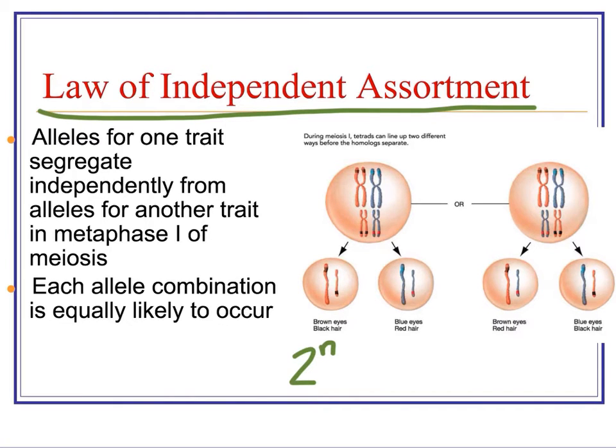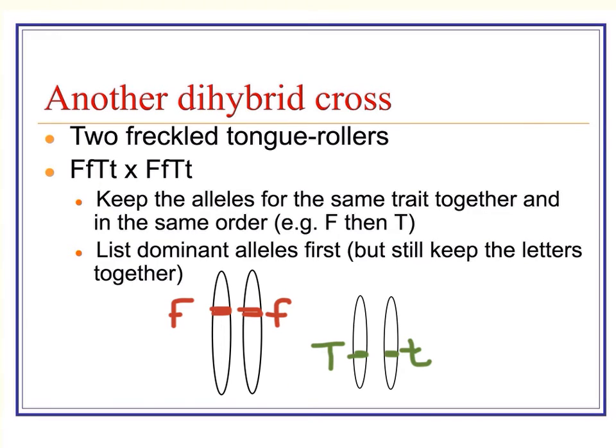What we're going to look at now is how to actually set up a dihybrid Punnett square. This is something that you probably won't have to do on MCAS, but you may have to do it if you take AP Bio or genetics in the future. So let's try it out. So let's say you have to try to figure out the possible combinations in a dihybrid cross between 2 freckled tongue rollers who are both heterozygous for each trait.